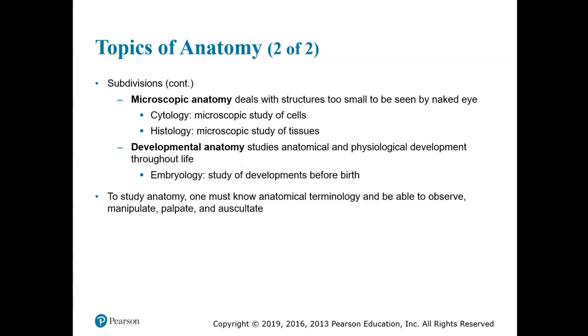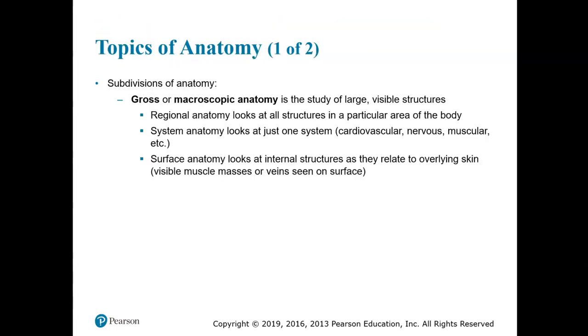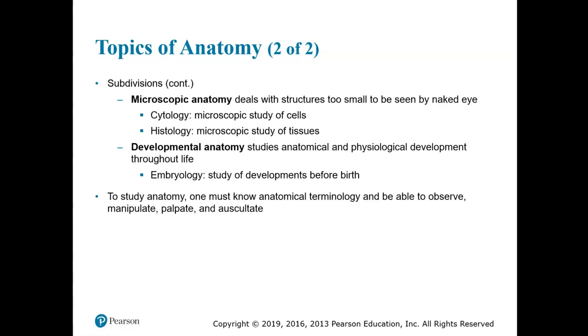Now, if you go back through the slides that I just skipped, you can see various subdivisions of anatomy and physiology. When we use the term gross anatomy, we don't mean that it's disgusting. We mean that it is large. It's large enough to be seen with the naked eye without a microscope. And when we use the term microscopic anatomy, it means we're either looking at cells or tissues.